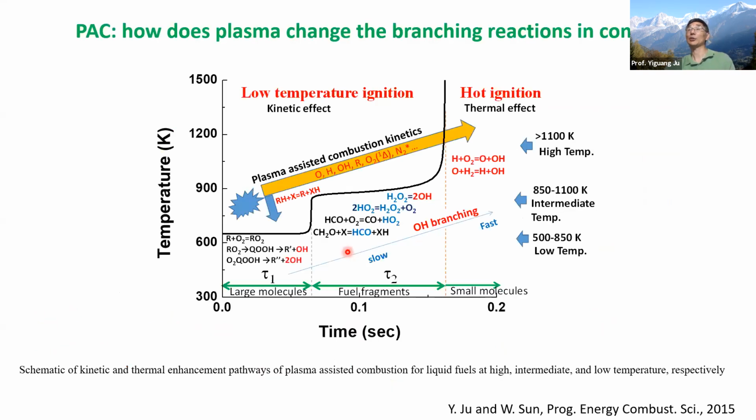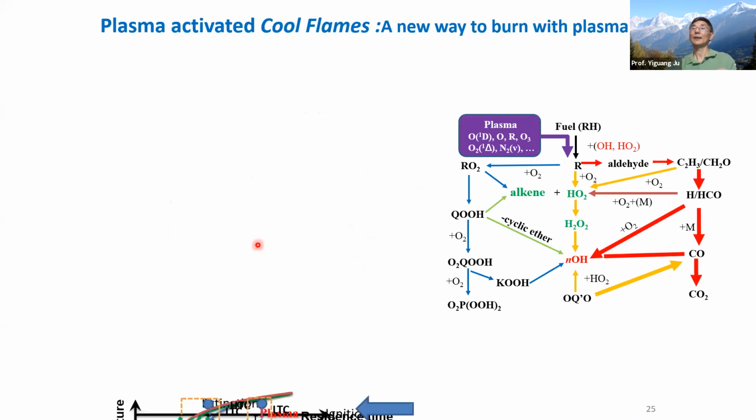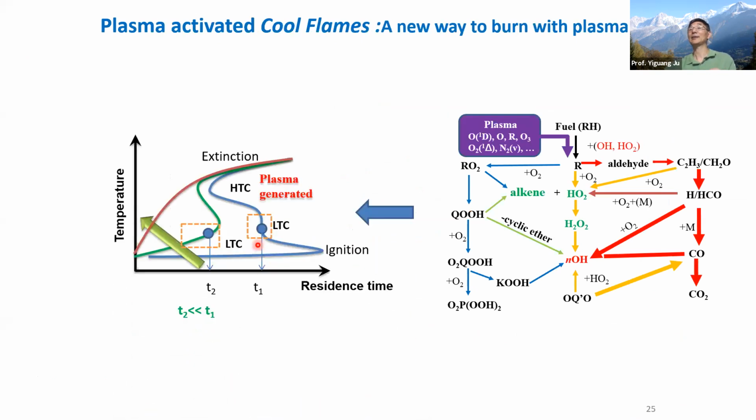This is a figure we talked about before: plasma can dramatically enhance intermediate temperature and low temperature combustion. But how these active species interact with the combustion chemistry at intermediate and low temperature is poorly understood. This schematic shows what I showed you before: plasma chemistry can couple with high, intermediate and low temperature chemistry, accelerating the ignition process, accelerating low temperature chemistry much more than high temperature chemistry, and making the ignition S curve change dramatically.